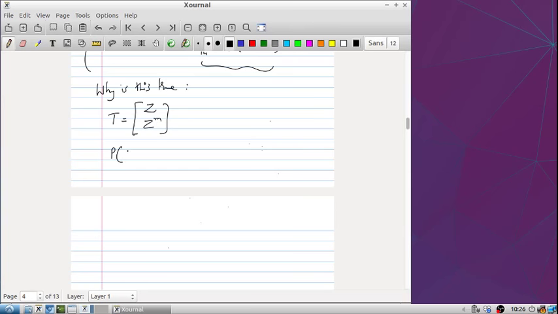The probability of z given some parameter, let me call it theta prime. I want to use theta prime here for some parameter. This is the likelihood of the data under the model theta prime, which is equal to the probability of t given theta prime, divided by the probability of zm given z given theta prime.